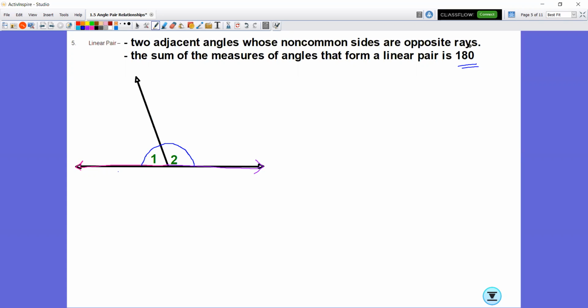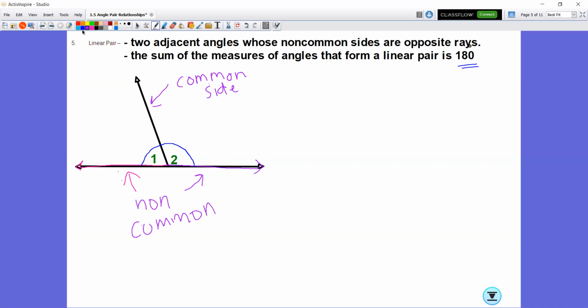I guess in my little picture, I should just say that this is the non-common side. And then this would be the common side, because that's what adjacent angles have, right? They have one common side.